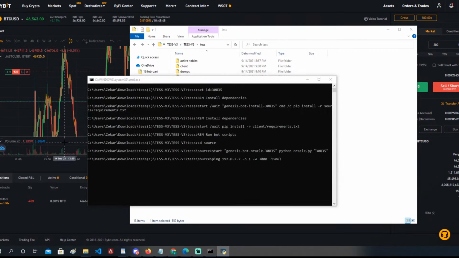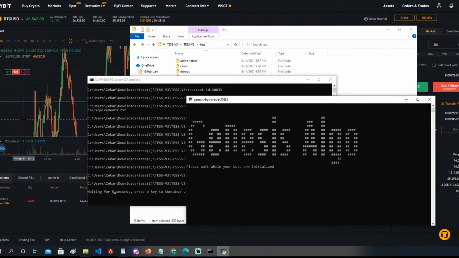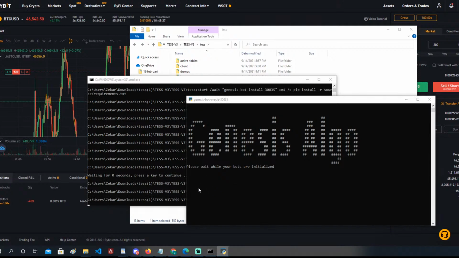All right, so it's loading up. Maybe because I'm trying to drag these things into my other screen. Yeah, there we go. This looks better. Okay, so we have the 4-second countdown, and then your bot should be loading up.